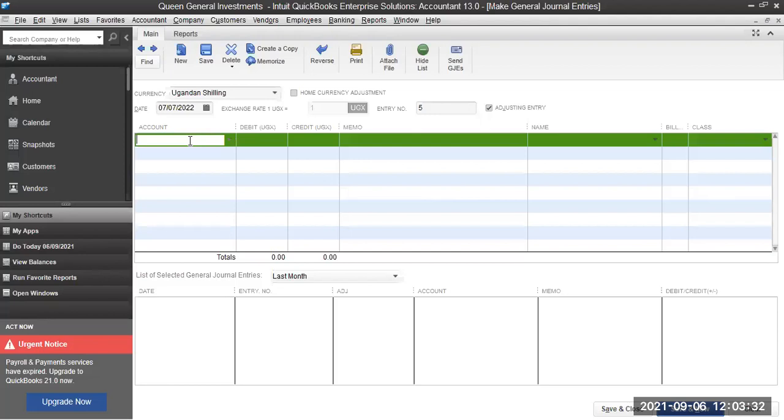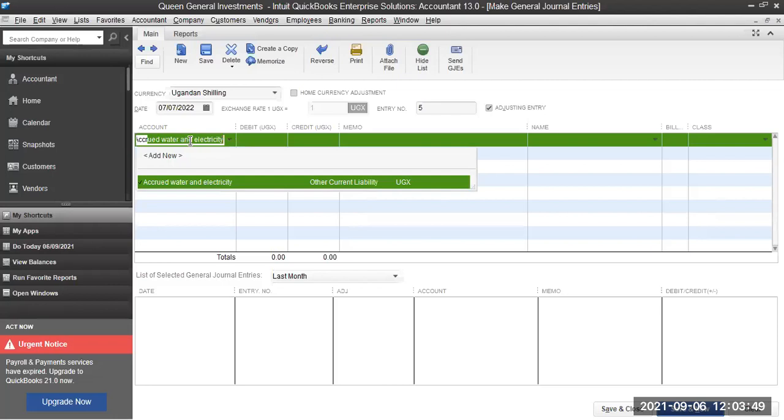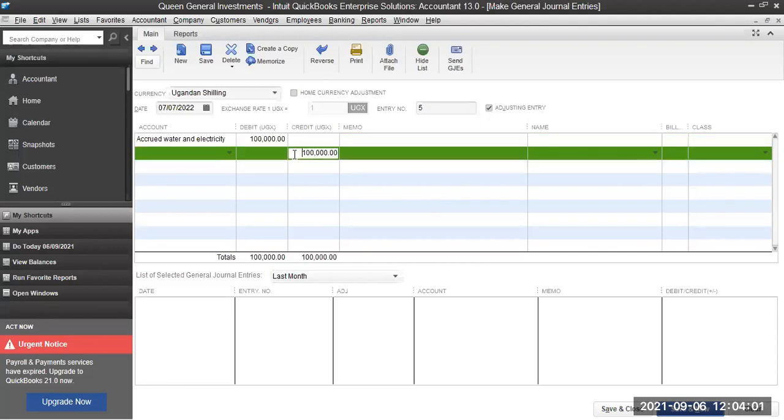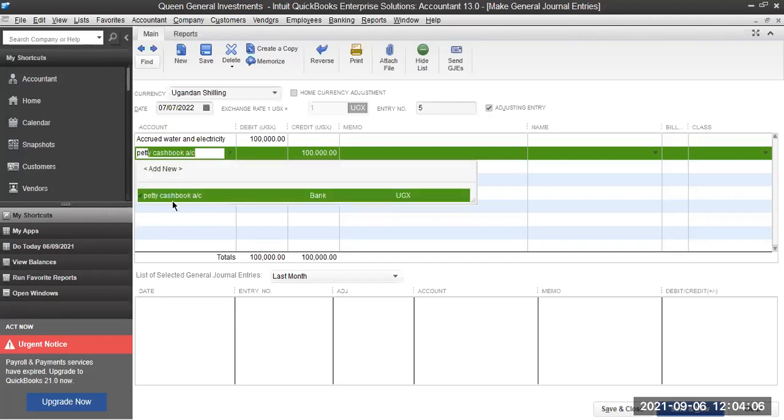If you are paying using the petty cash book, it will reduce because it is an asset. And when an asset is reducing, we credit it. And when a liability is decreasing, we debit it. That means we are going to debit accrued water and electricity bills. We come to the debit side, we enter the amount. Say that we are paying all the 100,000. And which corresponding account are we having? We say that we are having the petty cash book account.